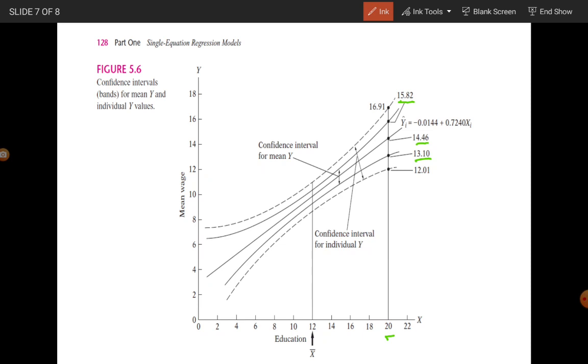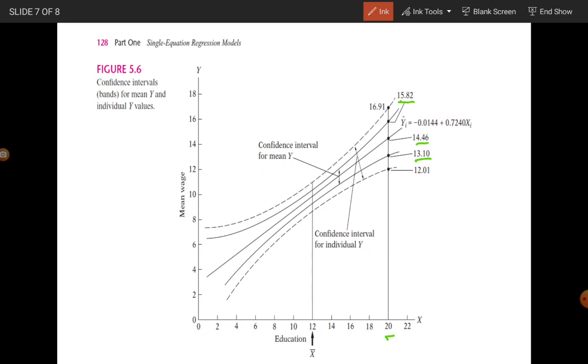With 95% confidence. A 95% confidence interval means that if you take several samples and in all these samples you build such confidence intervals such as 15.82 to 13.10, in 95% of these cases, the true y naught or the true conditional mean of y will tend to lie within the calculated intervals, right?